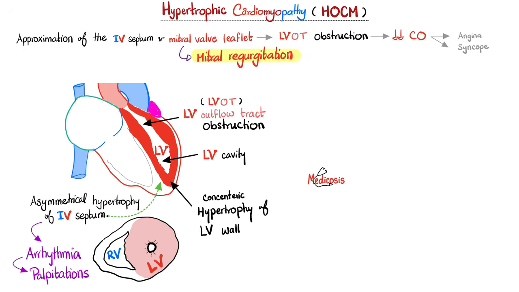Let's review very quickly. What happened here in HOCM? I had asymmetrical hypertrophy of the interventricular septum. I have concentric hypertrophy of the left ventricular wall. It doesn't have to be both, it could be one or the other. Approximation of the interventricular septum and the mitral valve, which leads to mitral regurgitation. The low cardiac output causes angina and syncope. My heart has a problem, my brain has a problem. And anytime the septum gets thick like this, or when the ventricular muscle gets thick like this, what's going to happen? Arrhythmias. And how did that make you feel? Palpitations.